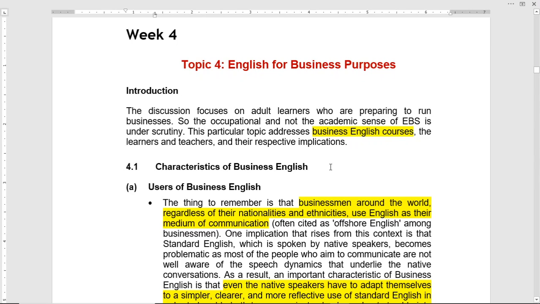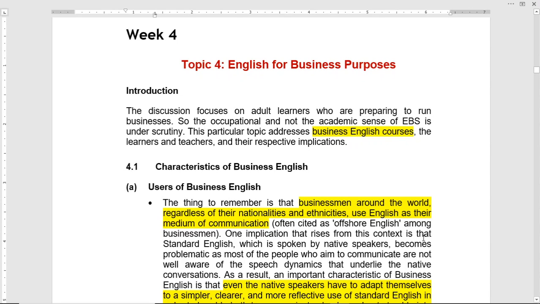English for specific purposes can be branched out into different areas such as English for academic purposes and English for business and occupational purposes and so forth. So today we are going to discuss topic 4, English for business purposes.